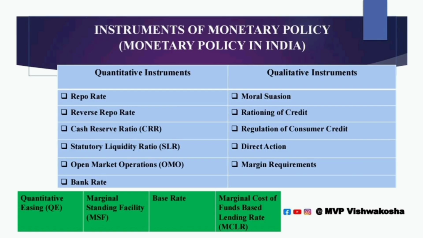Next is the last point, the marginal cost of funds based lending rate. It is a new benchmark lending rate introduced by the RBI in April 2016 to replace the base rate system. Its purpose is to make loan pricing more responsive and to improve transmission of monetary policy. So this is about quantitative and qualitative instruments. Go through this again and again, and you will clearly understand all these monetary policy instruments.